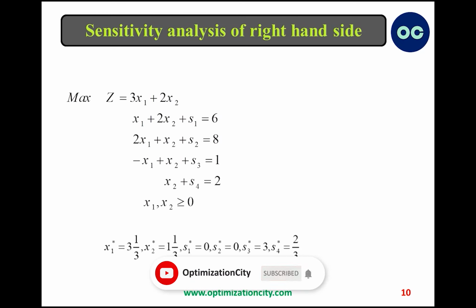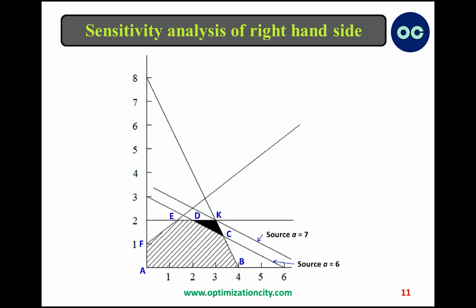Therefore, our interest lies in determining how much we can increase the scarce resource to enhance the objective function value. Similarly, we want to find how much we can reduce the non-scarce resource without impacting the optimal solution. Let's see this figure. Constraints 1 and 2 indicate a limited resource. Let's focus on resource A.